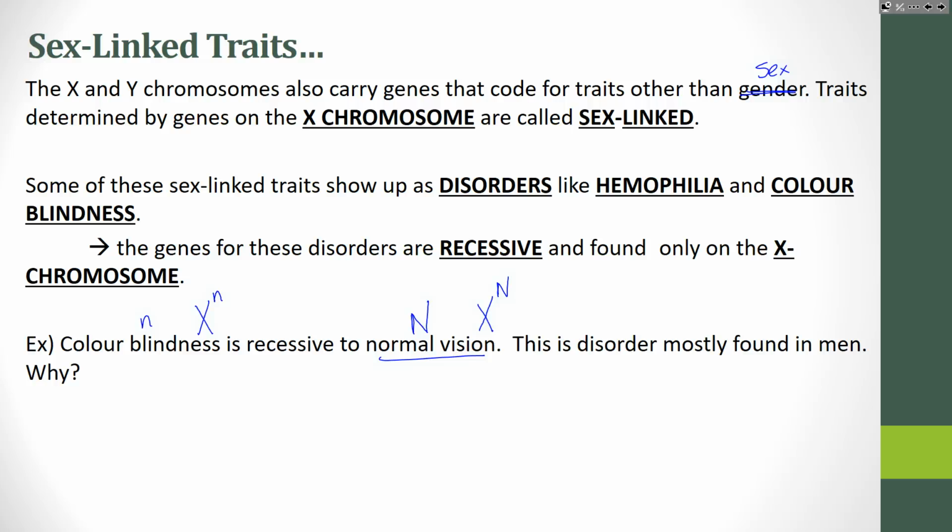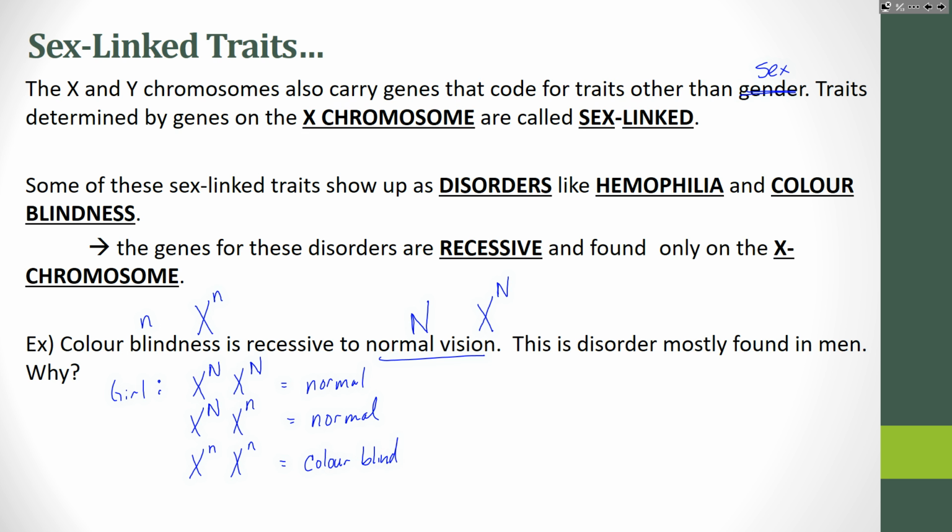So let's look at all the possibilities you could have. Let's talk about women, so girls. Girls could have X big N, X big N, and that would be a girl that has normal vision. They could have X with a big N and X with a little n, and that would be a girl who is also normal. They could also have X with the little n and X with the little n. This is colorblind.